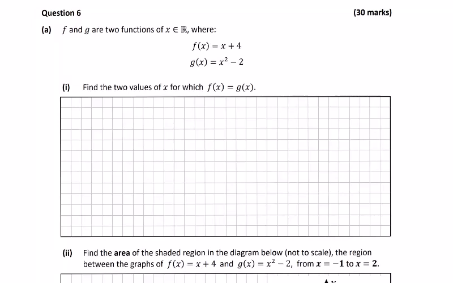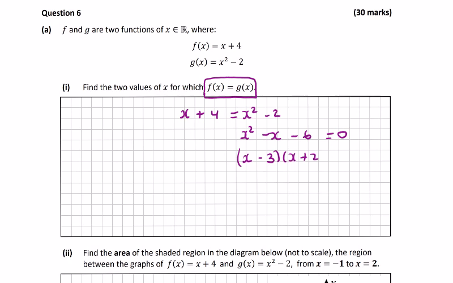Question 6, we have f and g, two functions. Find out when they're equal. So the dread of, oh god, they've given us something easy. What's coming next? x plus 4 is equal to x squared minus 2. x squared minus x, bring the 4 across, minus 6 is equal to 0. And this factorizes to be x minus 3 by x plus 2. So the two values will be x is equal to 3 or minus 2.